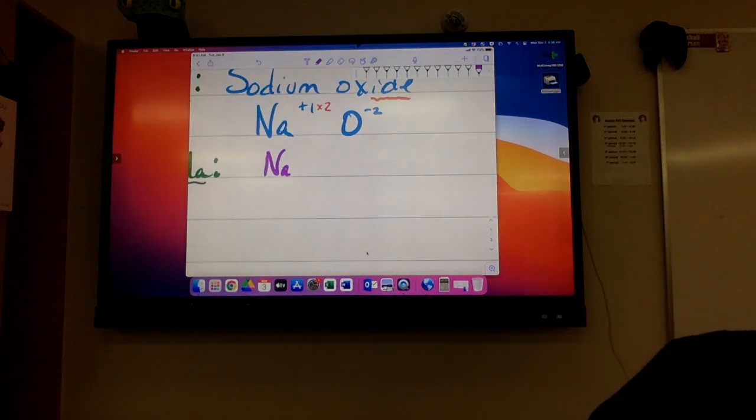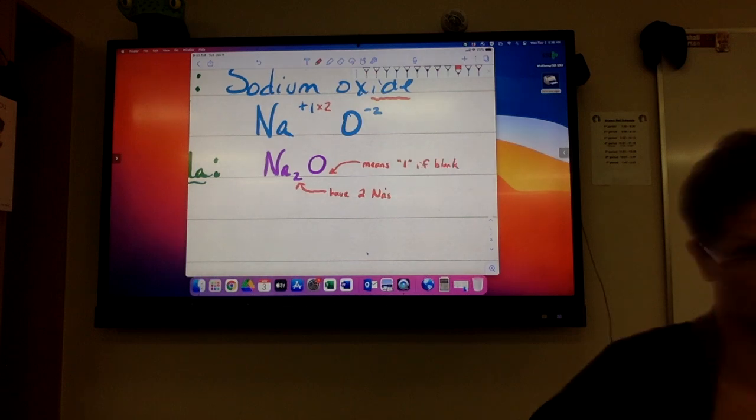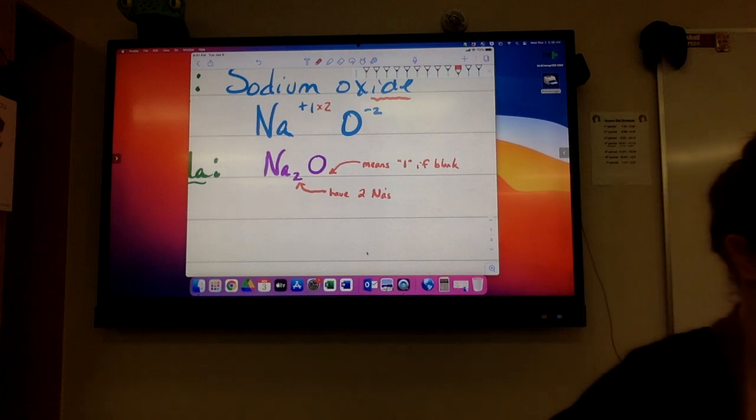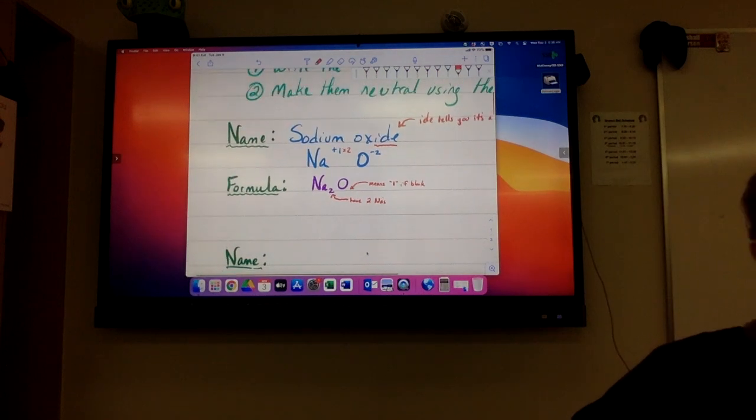Na subscript 2 O. This subscript here says you have 2 Nas, and this right here, see how that's blank? This means 1 if blank. So that's your answer, Na2O. That's sodium oxide's chemical formula. Questions on that one?